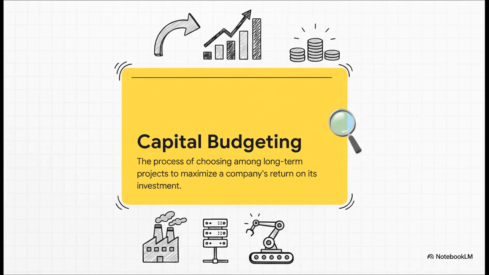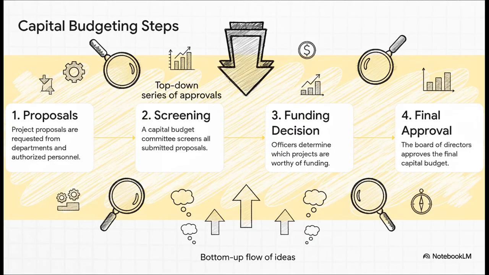You see, the goal here isn't just to spend money. It's to invest it in projects. Think new machinery, advanced technology, entire new facilities that are going to generate significant, sustainable value over the long term. This process typically follows a clear four-step path. First, project proposals are requested from various departments and plants. Then, a capital budget committee screens those proposals. After that, company officers determine which projects are actually worthy of funding. And finally, the board of directors gives the ultimate approval.